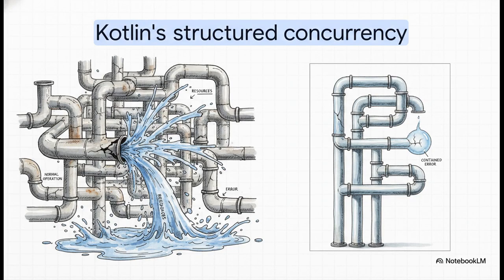So this clean, sequential style is fantastic when everything goes according to plan. But what happens when things go wrong? In the old way of doing things, an error could just get lost, leaving zombie processes running in the background, leaking memory. Kotlin's answer to this chaos is this really powerful idea called structured concurrency.